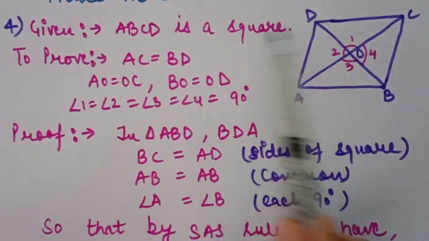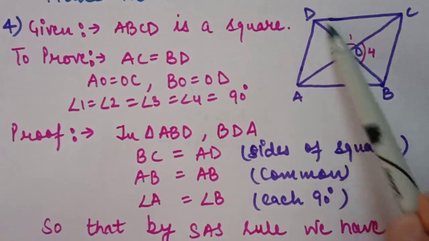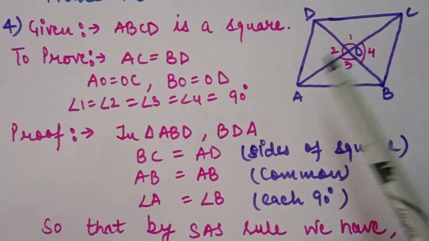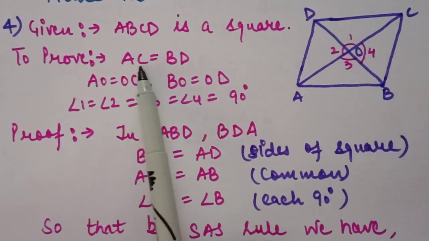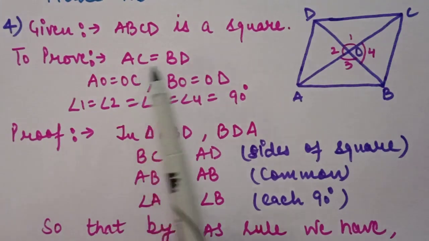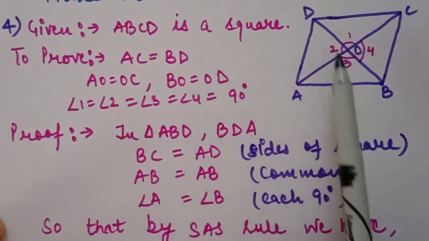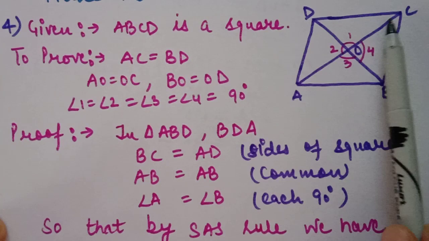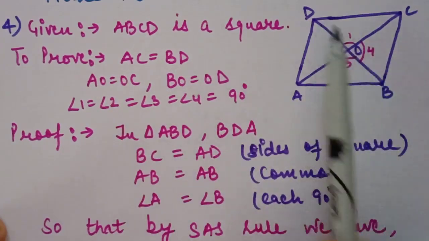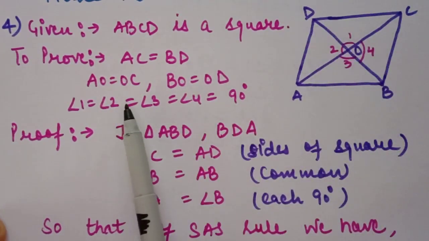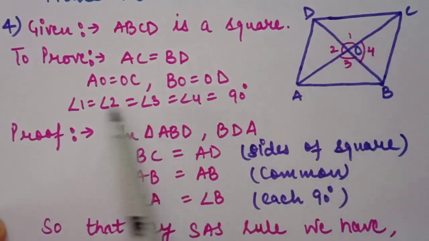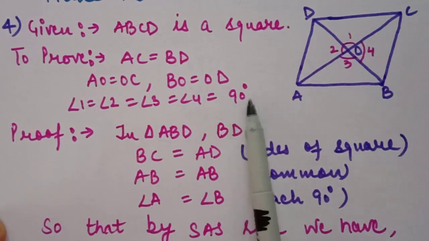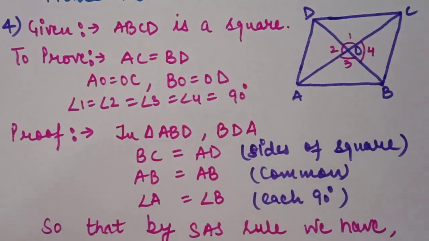ABCD is a square. What we have to prove? That first of all the diagonals are equal. Second, the diagonals bisect each other at 90 degree. So diagonals are equal, AC is equal to BD, and bisect each other. AO is equal to OC and BO is equal to OD, and we have to prove that they bisect each other at 90 degree. It means angle 1, 2, 3, 4, they all are equal to 90 degree. We have to prove all these three things.